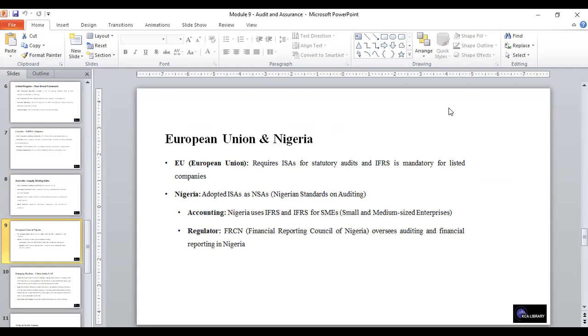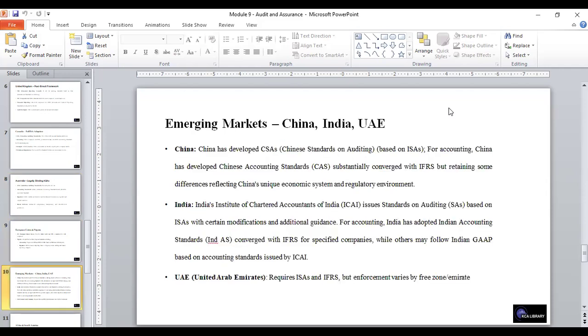Nigeria has adopted the ISA as the Nigerian Standards on Auditing. As per accounting, Nigeria uses IFRS and IFRS for small and medium-sized enterprises, and the regulator is the Financial Reporting Council of Nigeria, which oversees auditing and financial reporting in Nigeria.